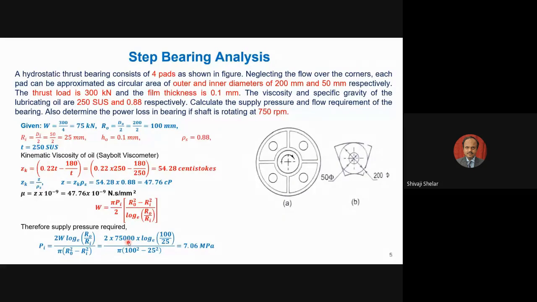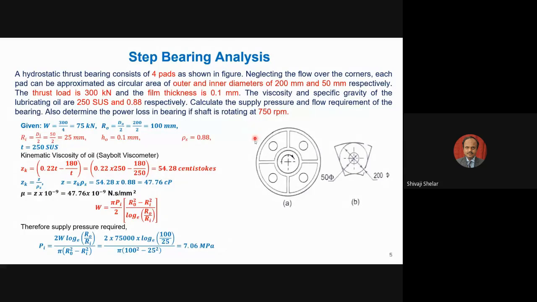W is 75 kilonewton, so that is 75,000 Newton. Log of RO upon RI, where RO is 100 and RI is 25, divided by pi into RO square, 100 square, minus RI square, 25 square. So the minimum pressure required to support this bearing is equal to 7.06 Newton per millimeter square, that is 7.06 megapascal. So you require a minimum pressure of 7.06 megapascal.